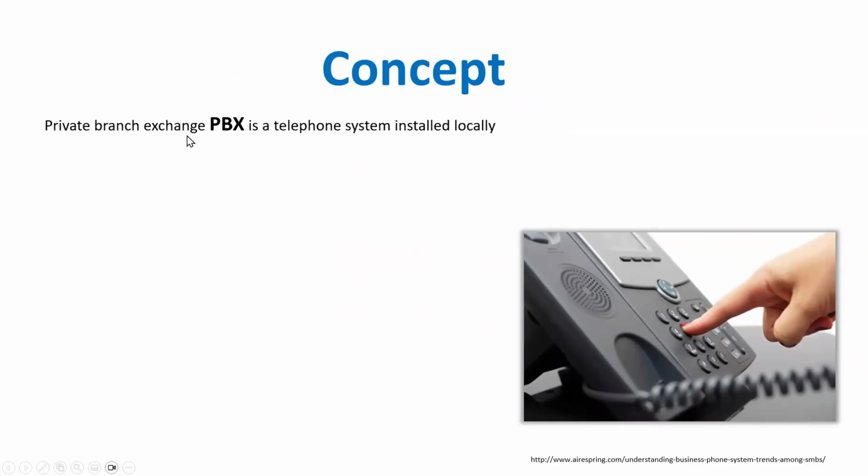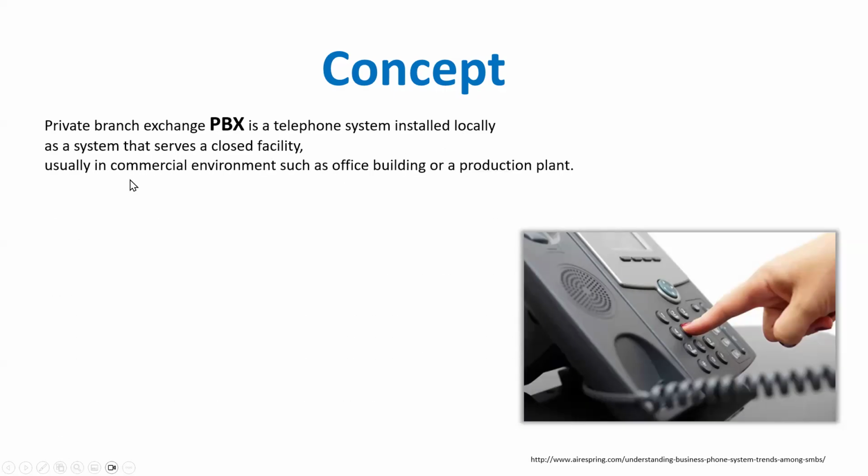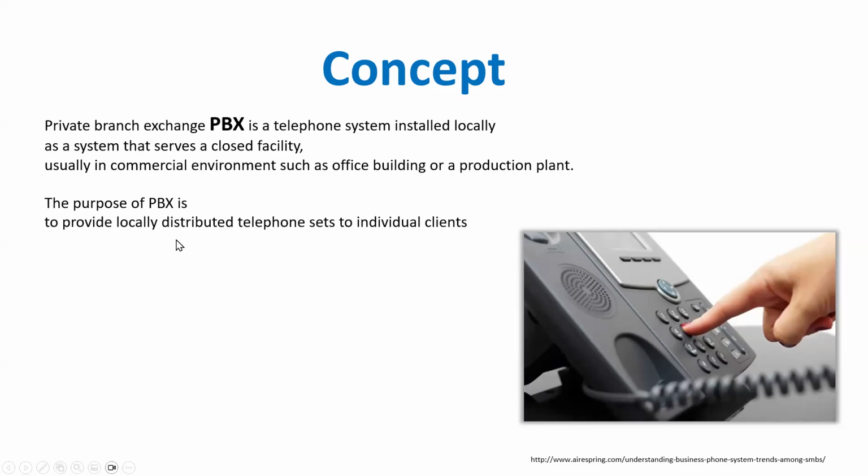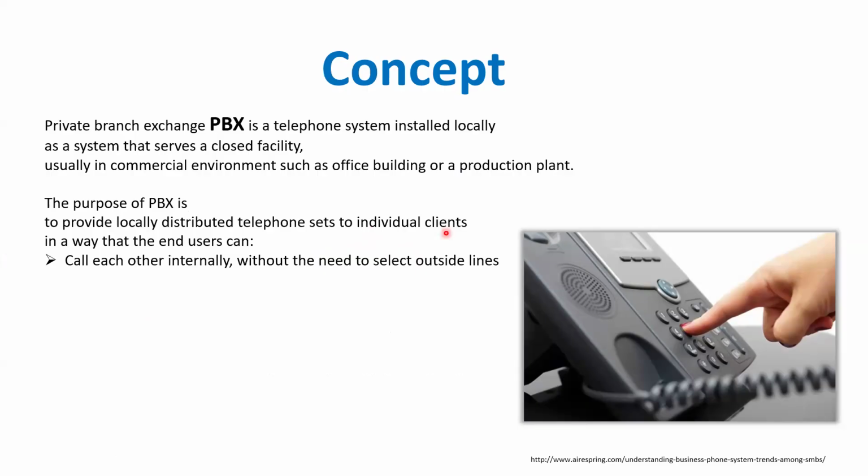here's the concept. Private branch exchange is a telephone system installed locally. That's what we were just talking about in the last 15 or so minutes. A private branch exchange is a telephone system installed locally as a system that serves a closed facility, usually in a commercial environment such as an office building or a production plant. The purpose of the PBX is to provide locally distributed telephone sets to individual clients in a way that the users can, for example, call each other internally without the need of outside lines.